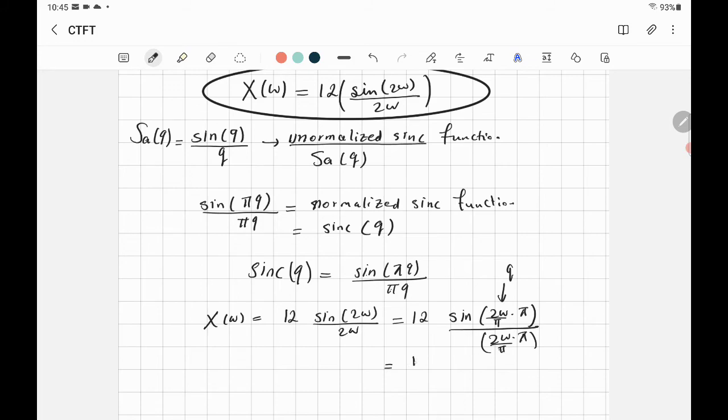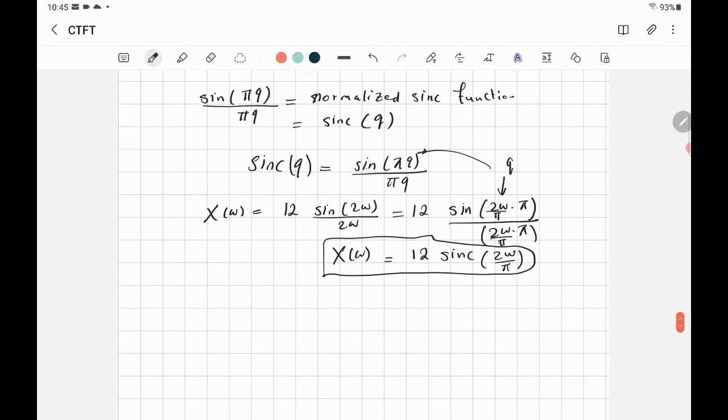So what do you have? You have 12, and this is how you write it. 2 omega over pi is our q, like when you compare it, this is our q. So we'll say 12 sinc, where our new q is equal to 2 omega over pi. So that's how we express the Fourier transform of the rectangular pulse in sinc function. That's the meaning of sinc, how you write it, the normalized sinc.